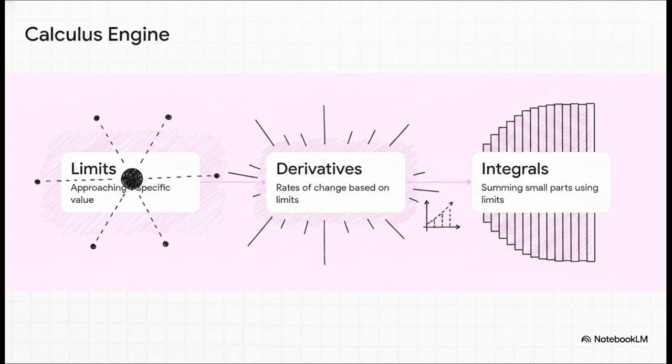First, we have limits, which we just covered. Once you understand how to approach infinitesimally small distances, you unlock step 2, derivatives. These allow us to calculate exact rates of change at a single instant. And from there, we reach step 3, integrals, which use the concept of limits to sum up infinitely small parts to find total areas.